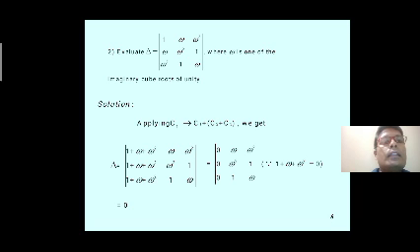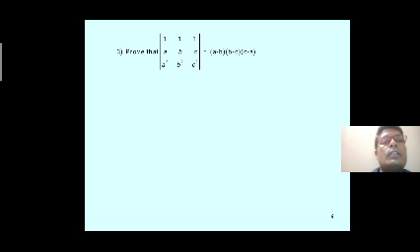Then we get the expansion of the first column, which will be equal to 0. The next question: prove that the determinant 1, 1, 1, a, b, c, a square, b square, c square equals a minus b, b minus c, c minus a.